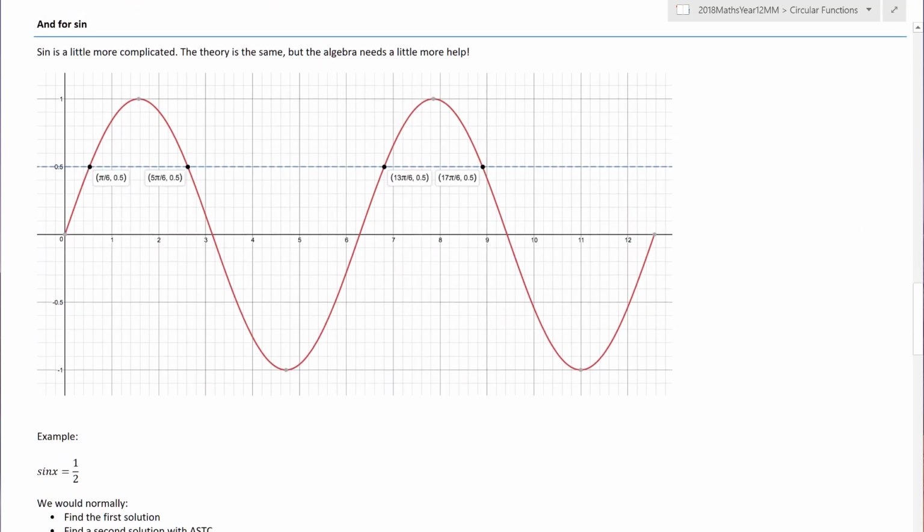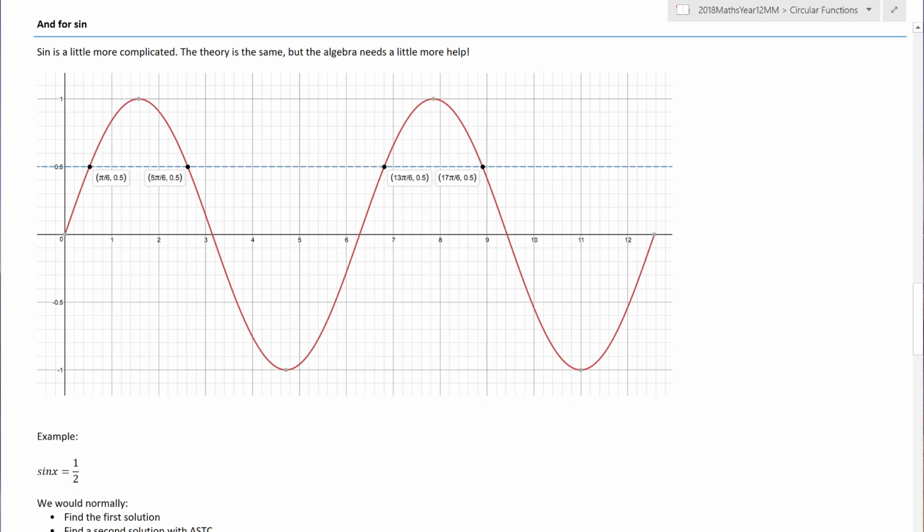You're probably going to ask yourself, why did I leave sine till last? Why did I leave sine till last? Probably because it is the most challenging one to try and find solutions for. Not really, I just made that up. For sine, it is a little bit more complicated, but the theory is generally the same.